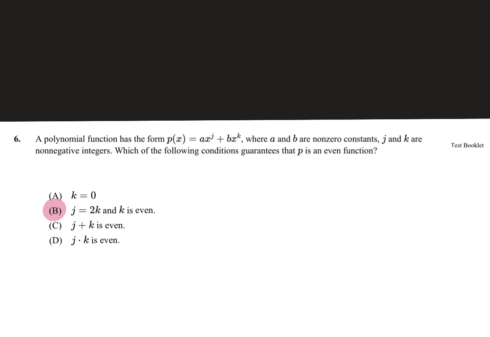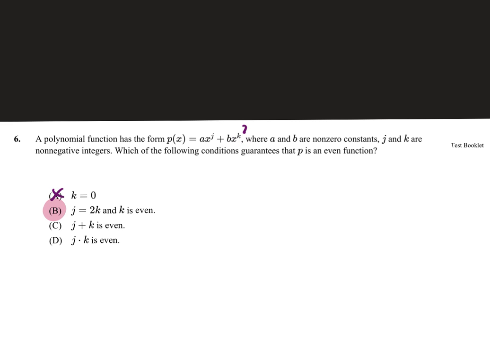All right, 6 says a polynomial function has the form a x to the j plus b x to the k, where a and b are non-zero constants and j and k are non-negative integers. Which of the following guarantees p is an even function? If k is 0, that means there's no variable there, okay? But that means that j could still be even or odd, which means that A doesn't work. If j equals 2 times k and k is even, well, think about the possibility there.